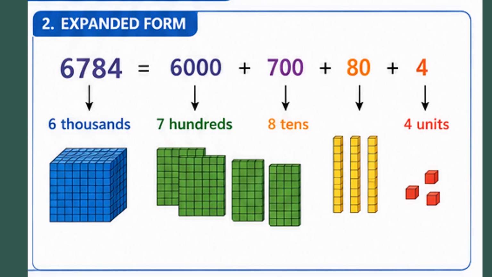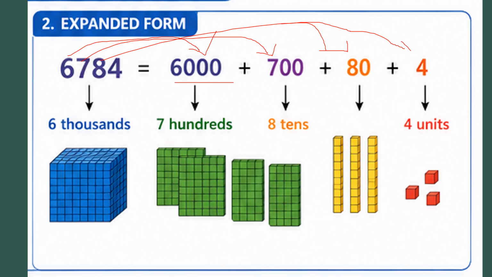Next concept is about expanded form. Now how do we write this expanded form? The number is 6784. So we write 6000, we actually write the entire number 6000. 7 we write it as 700, 8 as 80, which means 80, and 4. This is how we write expanded forms.